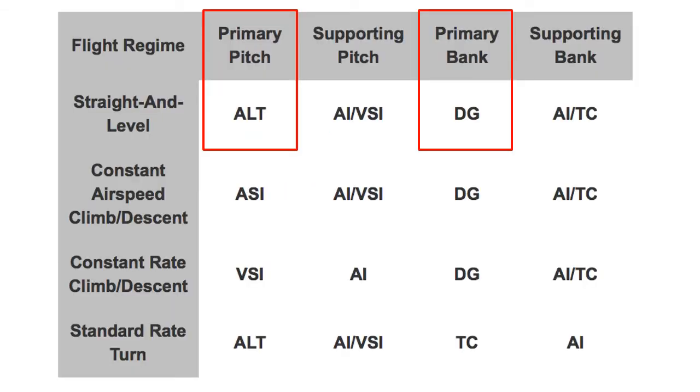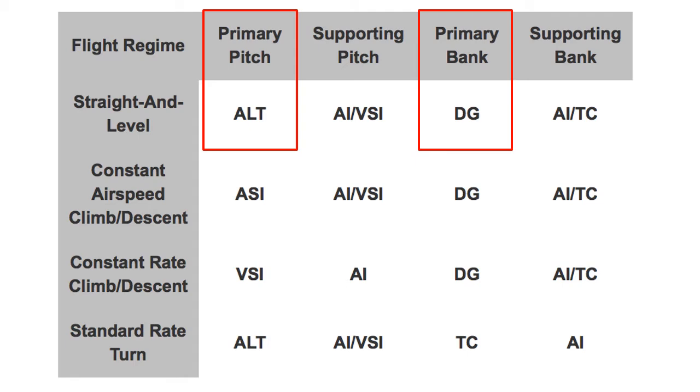We can create a chart here that helps you see the primary and supporting instruments for each flight regime. During straight and level flight, your goal is to maintain a constant heading, straight, and constant altitude, level. Your primary instruments will be the ones that you're trying to hold still. For straight and level flight, your primary pitch is your altimeter, since you're trying to hold it still, and it tells you whether you need a change in pitch.